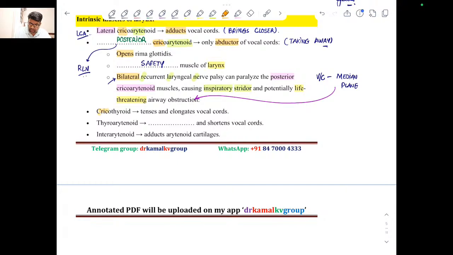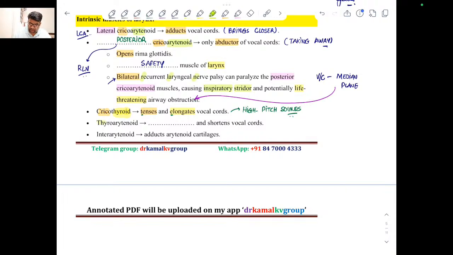Now cricothyroid, right? Again crico is for cricoid, and thyroid is obviously the thyroid cartilage. So this muscle, it is a tensor and elongator of the vocal cord, and this is needed for producing high pitch sounds, right? So tensor or elongator of the vocal cord, cricothyroid.